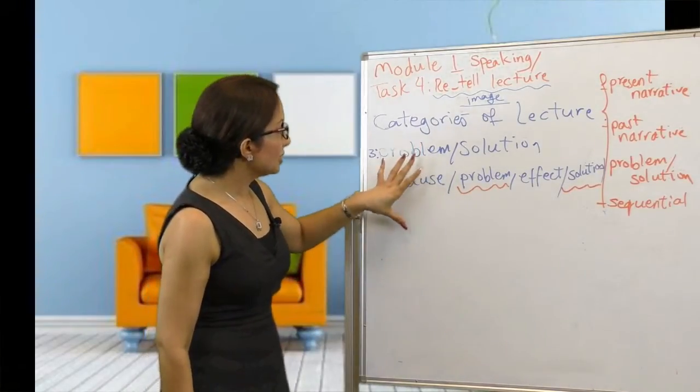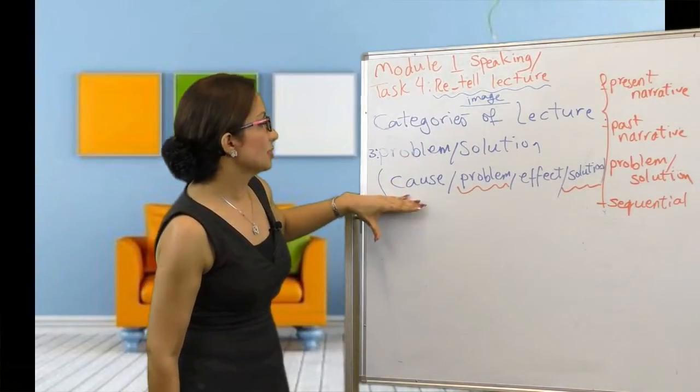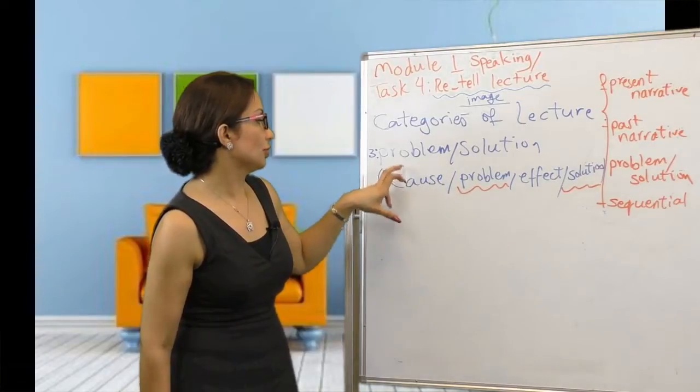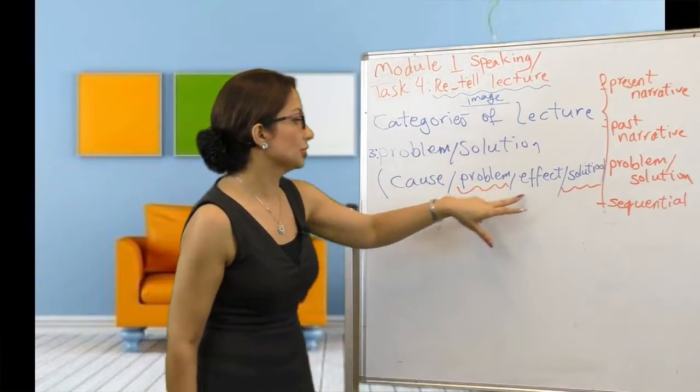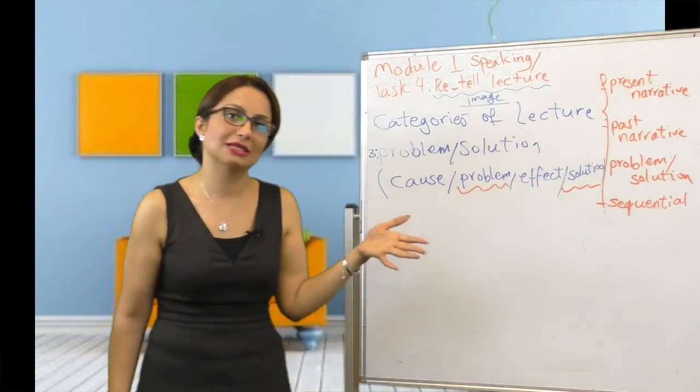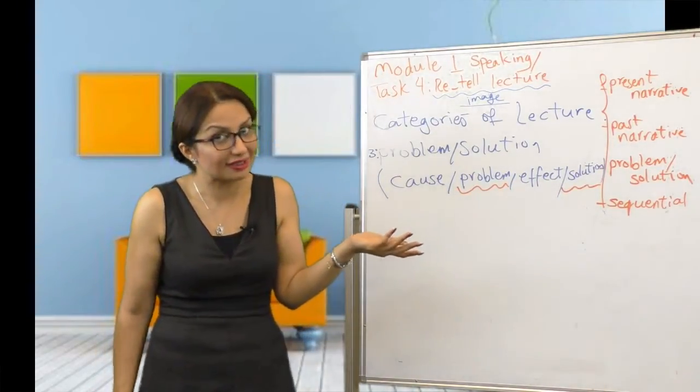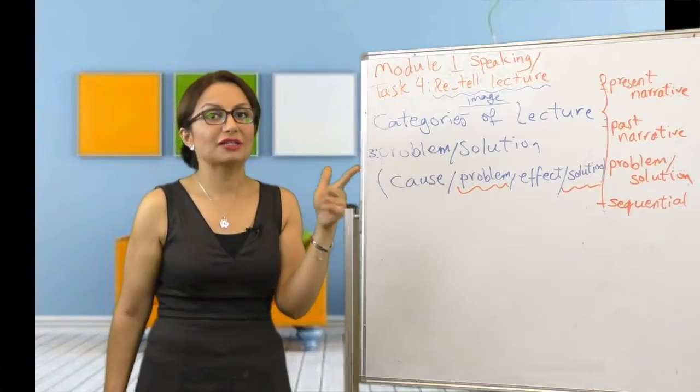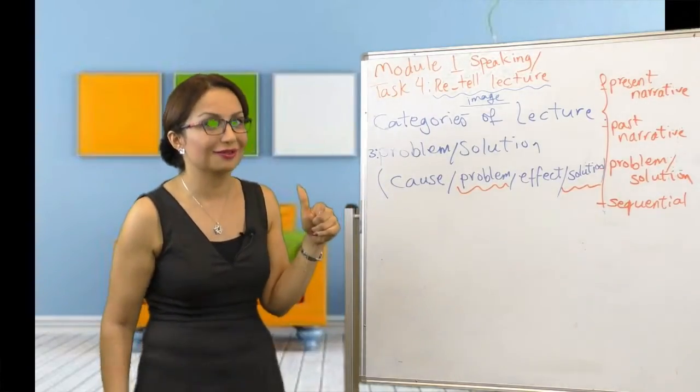Now, why is it important to know the causes of a particular problem, the consequences of that problem, and the solution? Because it is part of the content. You cannot ignore it. If it is there, you must be able to reflect it and to present it in your speaking. Okay, thank you.